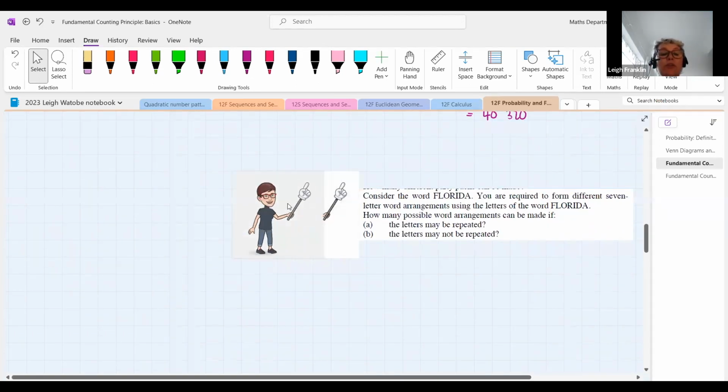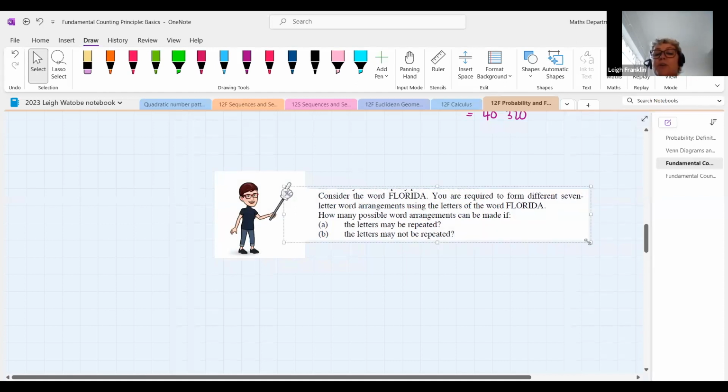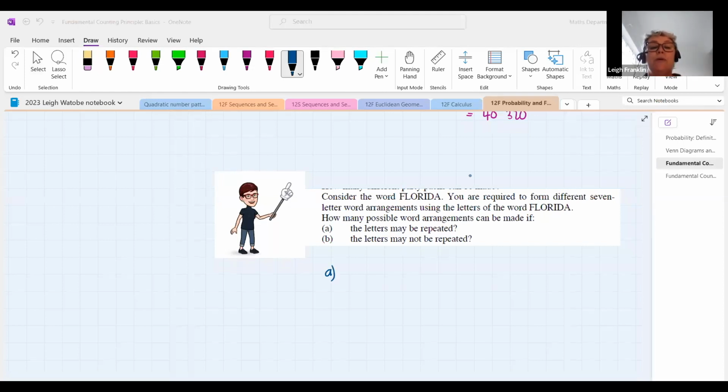Okay, so just an opportunity for you to practice this one. Maybe you guys want to do this on your own. It's not a particularly difficult one. Considering the word Florida, you're required to form 7 different word letter arrangements using the letters of the word Florida. How many possible word arrangements can be made if A, the letters may be repeated? What would we do?